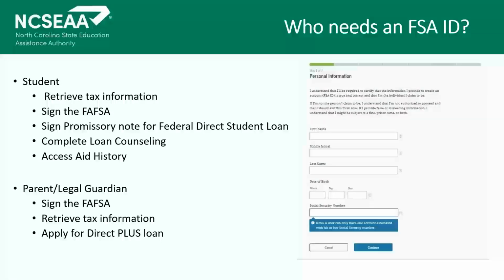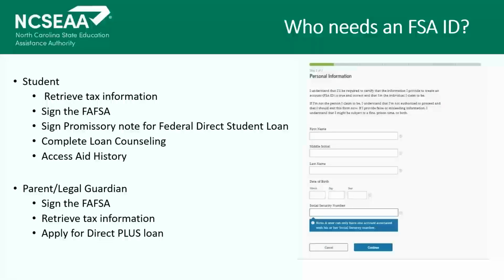In addition to that, students will also use their FSA ID to complete what we call loan counseling, or entrance counseling. This goes over the terms and conditions of the loan if a student chooses to take one. And over the course of their academic history, students will also be able to view their financial aid history: if they've taken out any loans, their grant eligibility, all of that information. They'll log on to studentaid.gov to view it and again, use that FSA ID.